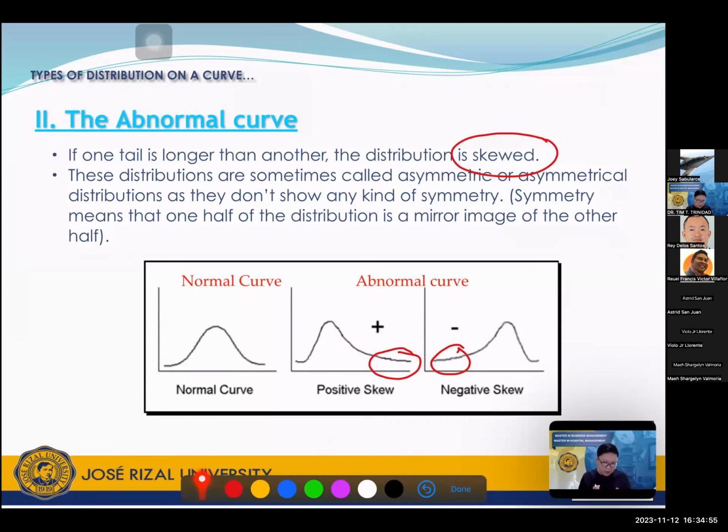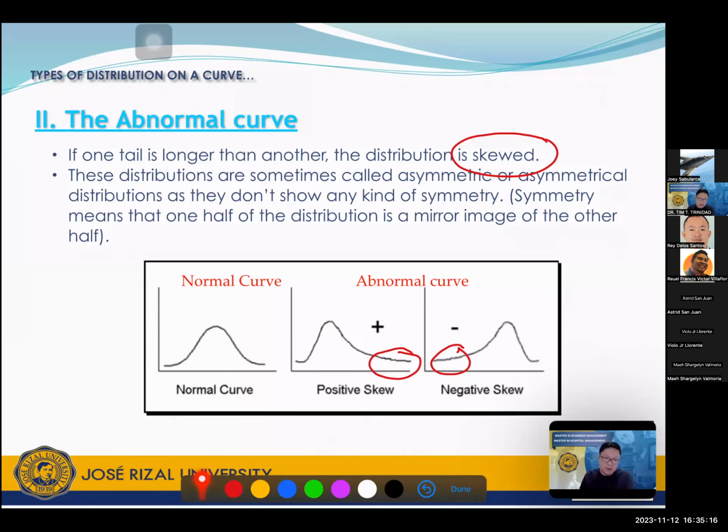If they will be concentrated towards your left, this becomes positively skewed because the tail points to the positive side, or the right side. So this is otherwise known as skewed to the right or positively skewed.